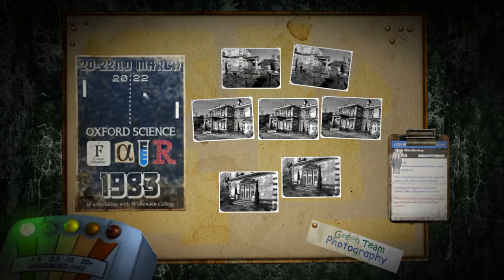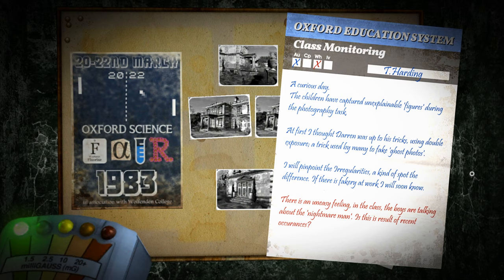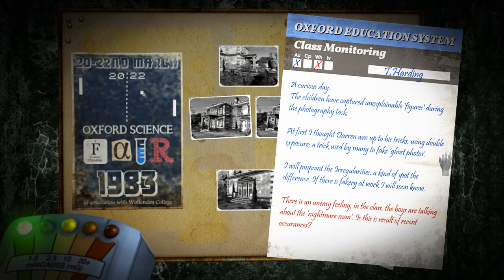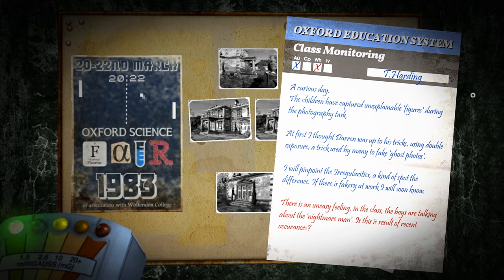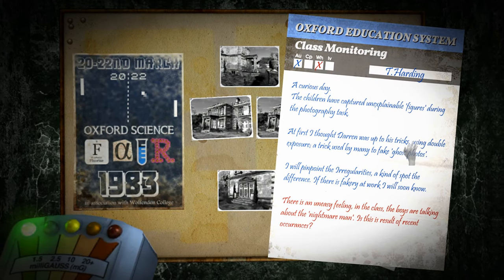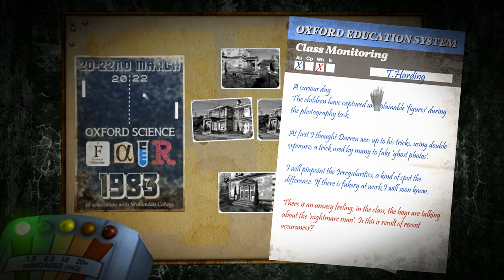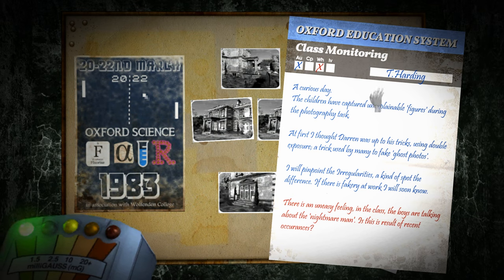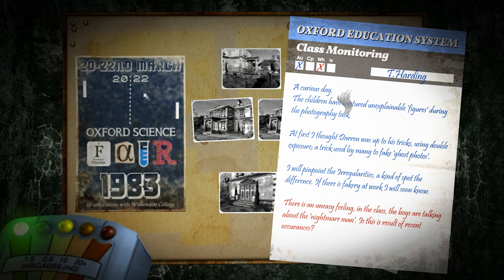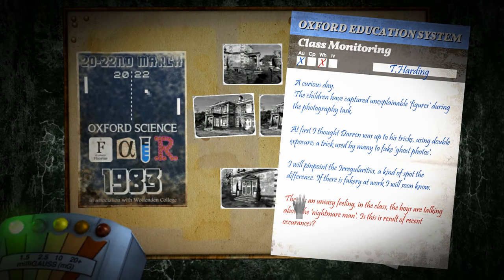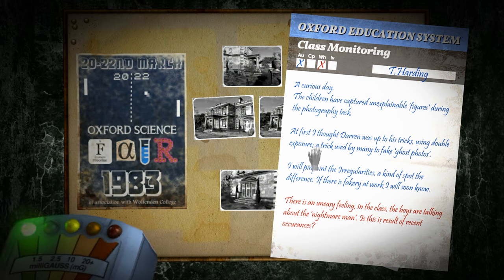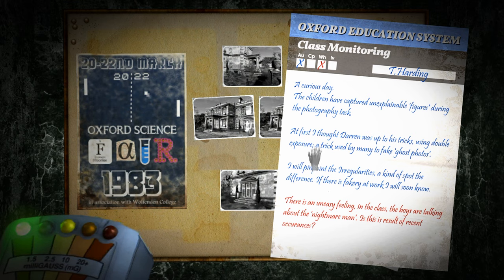Hold on, I want to look at everything on here before we go. Oxford Education System Class Monitoring. For Thomas Harding. A curious day. The children have captured unexplainable figures during the photography task. At first, I thought Darren was up to his tricks, using double exposure, a trick used by many to fake ghost photos. I'll pinpoint the irregularities, a kind of spot the difference. If there's fakery at work, I will soon know. There's an uneasy feeling in the class. The boys are talking about the Nightmare Man. Is this a result of recent occurrences?